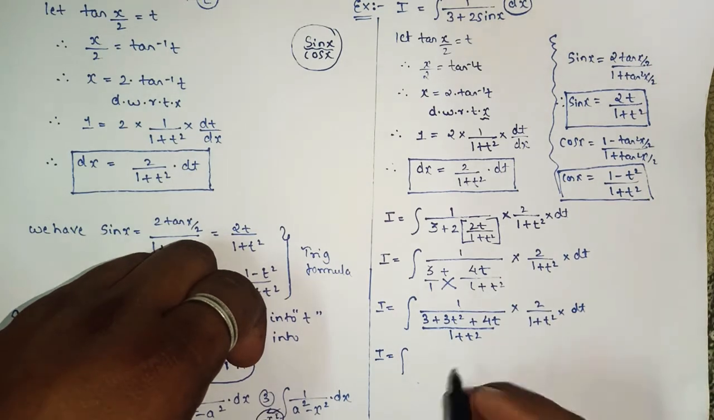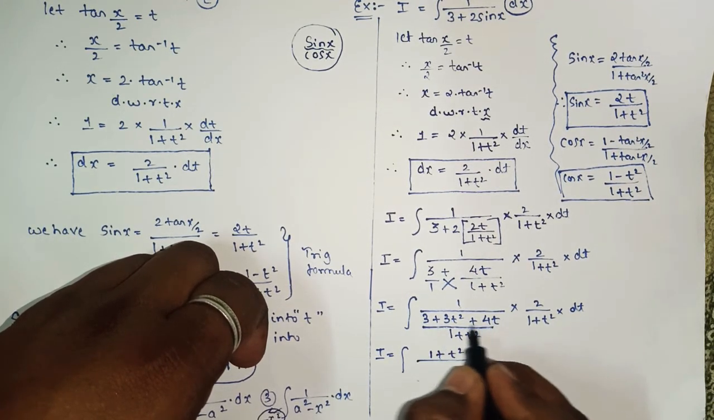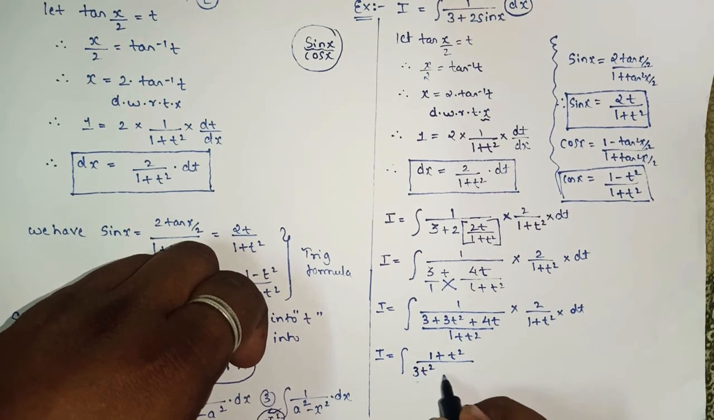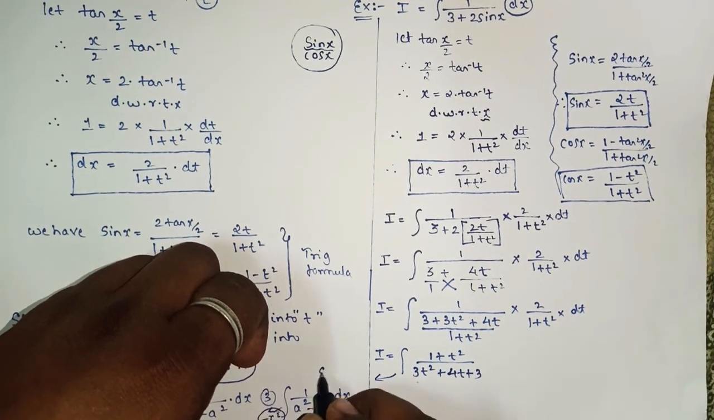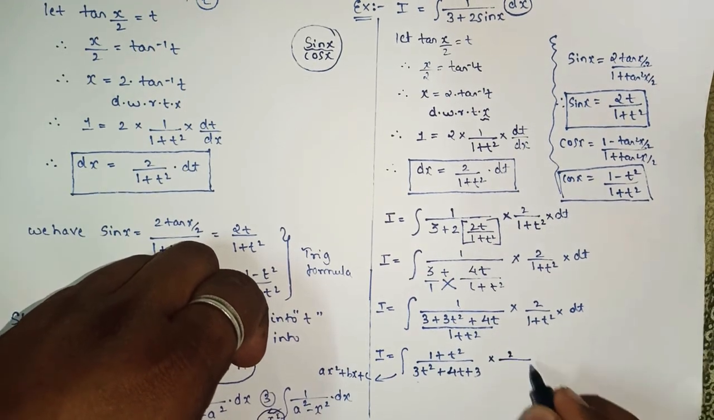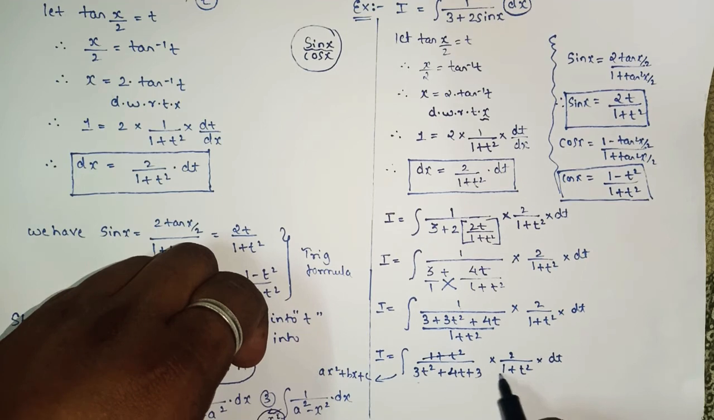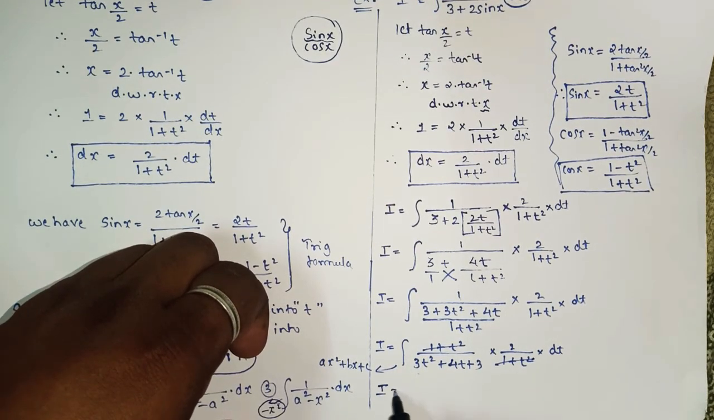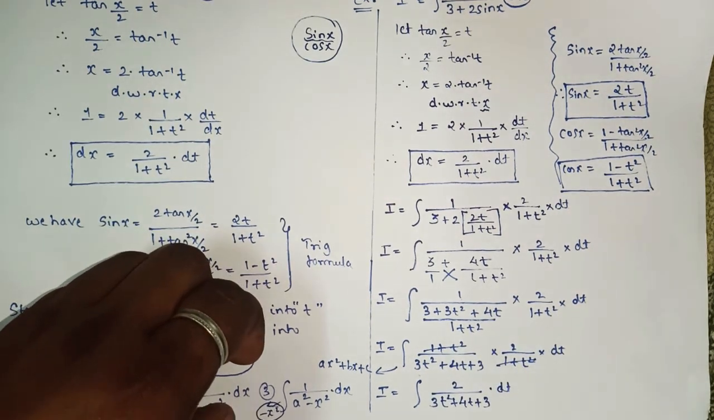After this, we'll take the reciprocal of this part. So here you will get 1 plus t square upon, okay, so here can I say that it looks like a proper quadratic equation? So first we'll write the t square part, then we'll write 4t and then we'll write 3. We have converted it in the form of ax square plus bx plus c. Understood? Then into 2 upon 1 plus t square into dt. As clearly we can see, multiplication is there and this section is common, so we can cancel it. So I equals 2 upon 3t square plus 4t plus 3 into dt. I hope you all understood till here.